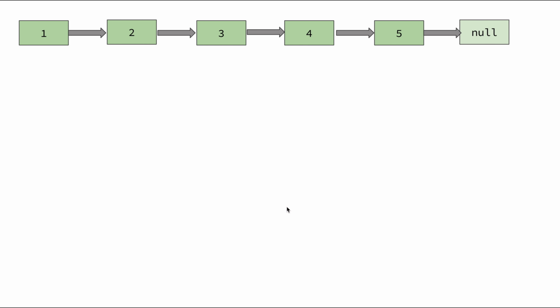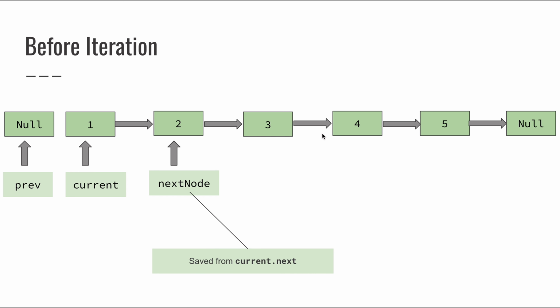So let's suppose this is your list, 1 2 3 4 5, and we want to return it in the reverse order. So what do we need to do? Before the iterations, we have to initialize these three variables, and we have to initialize their values, right? First we will declare these. All these are nodes: the previous node, current node and next node.